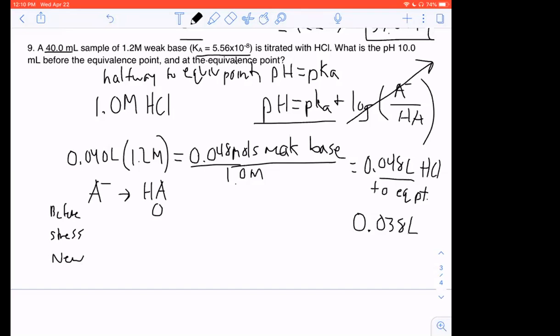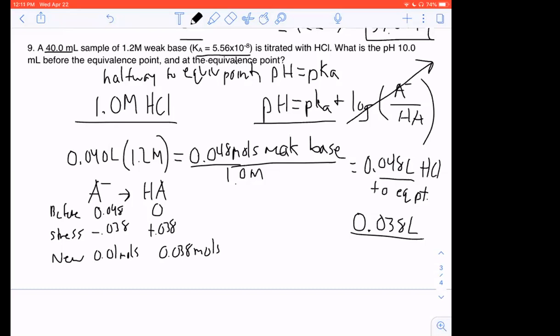So this is 0.048. We're adding 38 milliliters, so 0.038 liters times 1 molar is just 0.038 moles. So minus 0.038 here, plus 0.038 here. That gives us 0.01 moles of this, and 0.038 moles of this. At this point, you could convert to concentrations.